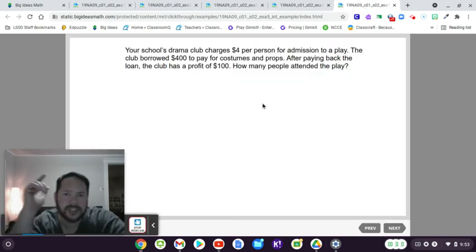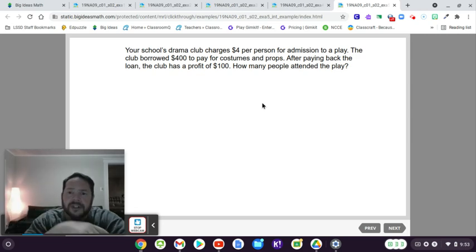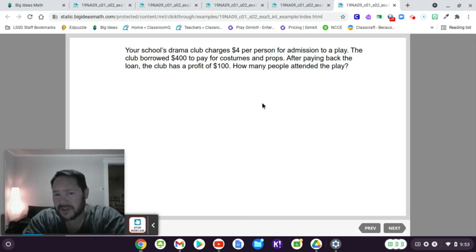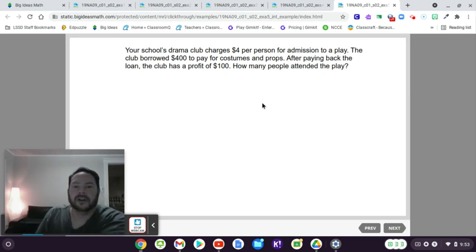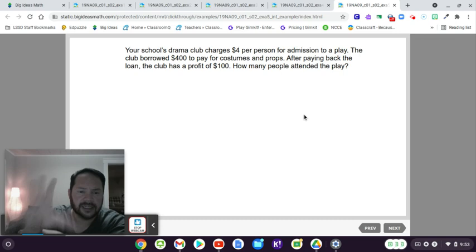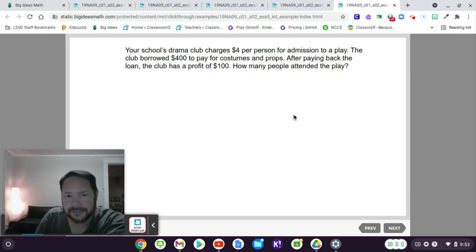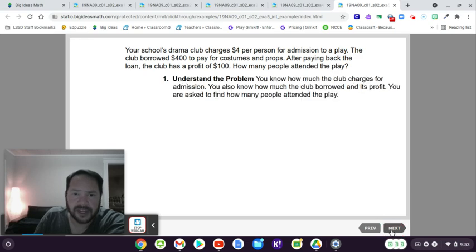Your school's drama club charges $4 per person for admission to a play. The club borrowed $400 to pay for costumes and props. After paying back the loan, the club has a profit of $100. How many people attended the play? All right, so what I'm going to do is actually just give you a little time, get some scratch paper, work this out, see if you can solve it. Good luck. Okay, now here's a recommended way to solve it.